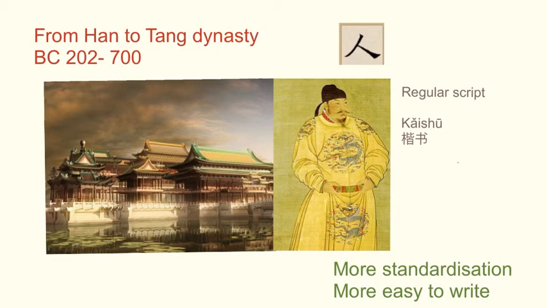And from Han to Tang Dynasty, you can find that the characters developed a little more. In the Han Dynasty, it's more fat, and going to the Tang Dynasty, it's more thin, and the writing tools also developed, so the shape of the characters changed a little.